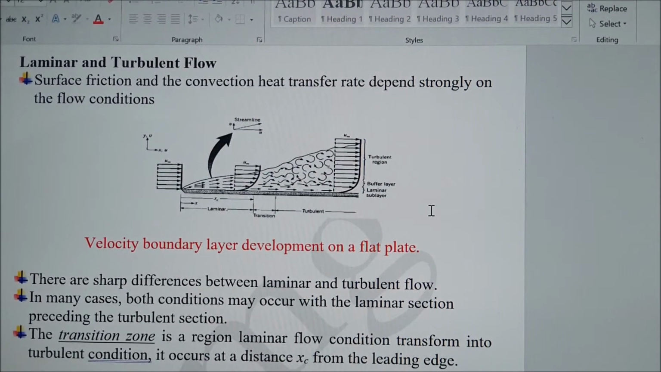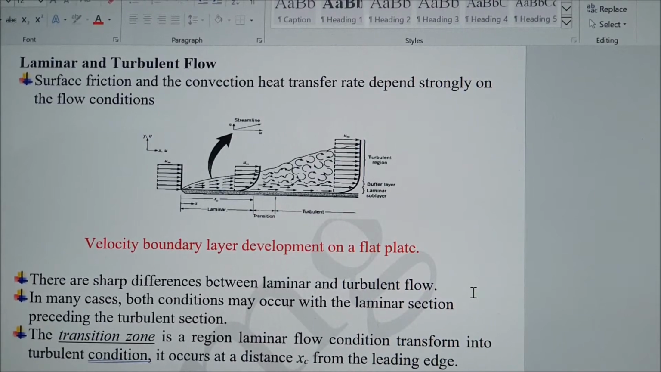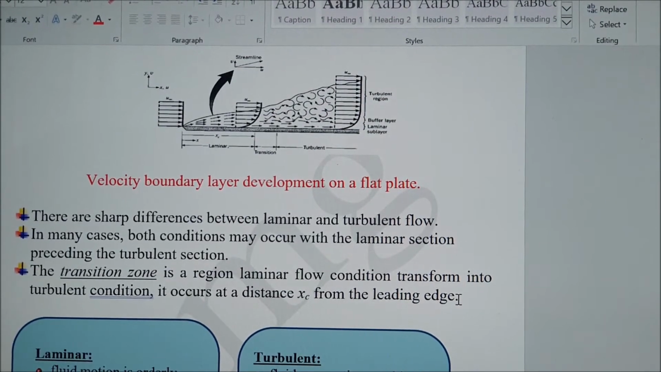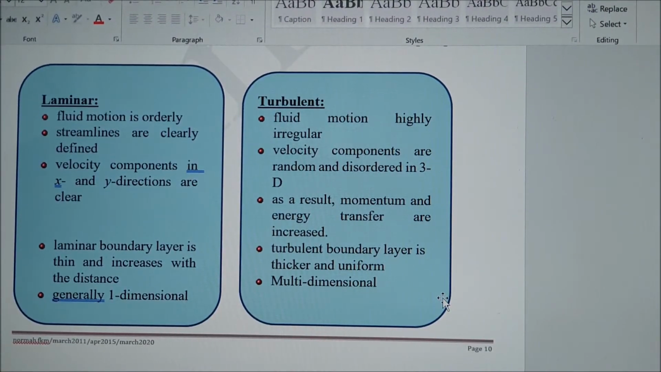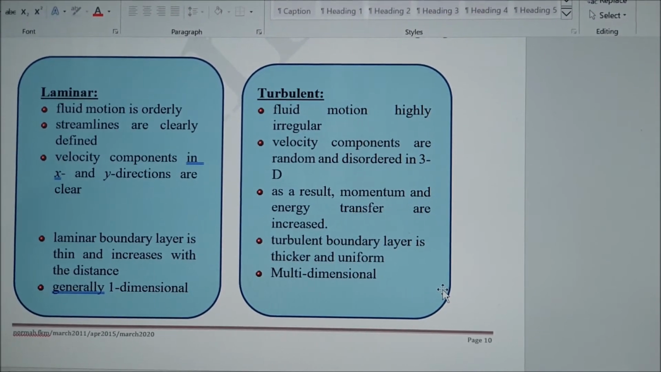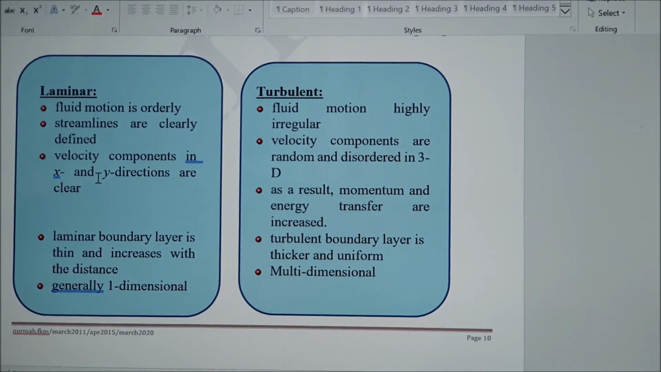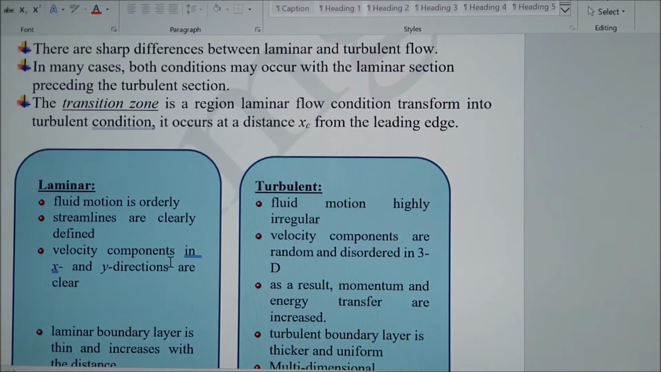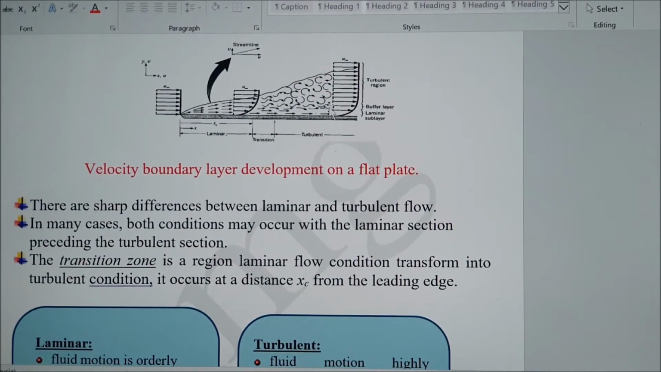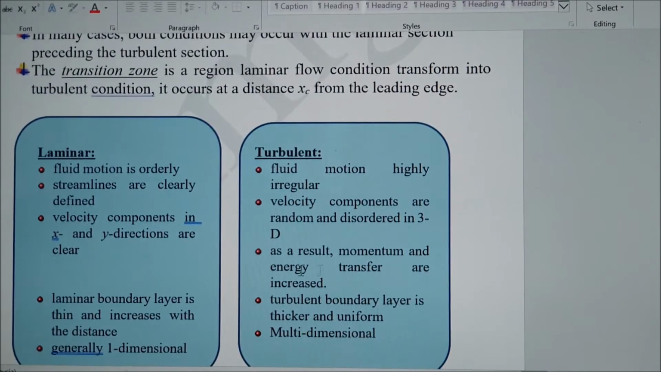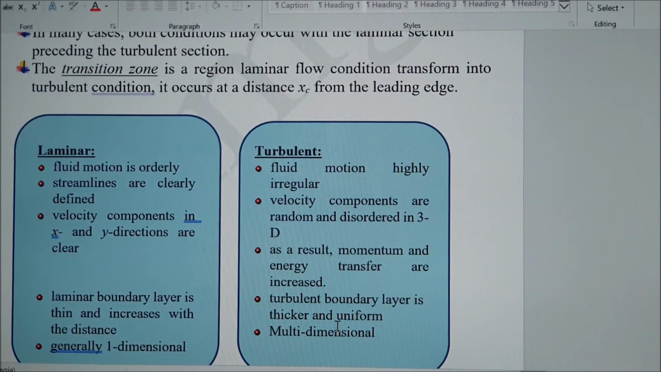So there are sharp differences between laminar and turbulent flow, as you have learned in your fluid class. In many cases, both conditions may occur, with the laminar section preceding the turbulent section. Here I've listed some significant differences between laminar flow and turbulent flow. For laminar, fluid motion is orderly, so you can see clearly the streamlines. Meanwhile, in turbulent flow, the fluid motion is highly irregular in all directions. It's no longer one-dimensional, but multi-dimensional in the turbulent layer.